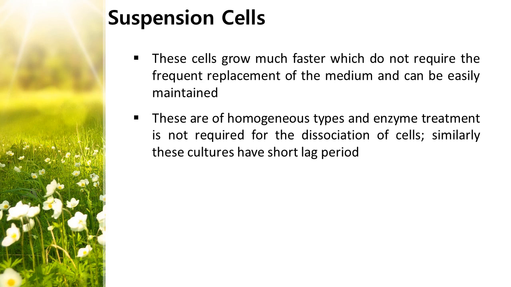Compared to adherent cells, suspension cells can grow much faster and do not require frequent replacement of medium. So compared to adherent cells, they are very easy to maintain. Another difference: adherent cells are of heterogeneous type, whereas here it is homogeneous type, so enzyme treatment is not required for cell dissociation. That is, for cell separation, enzymatic treatment is not needed. Similarly, these cultures have a short lag period. This is a comparison between adherent cells and suspension cells.